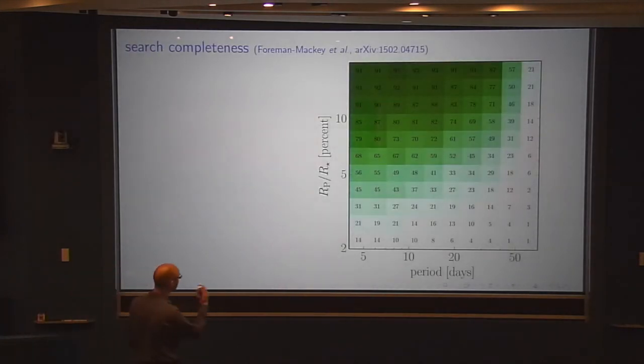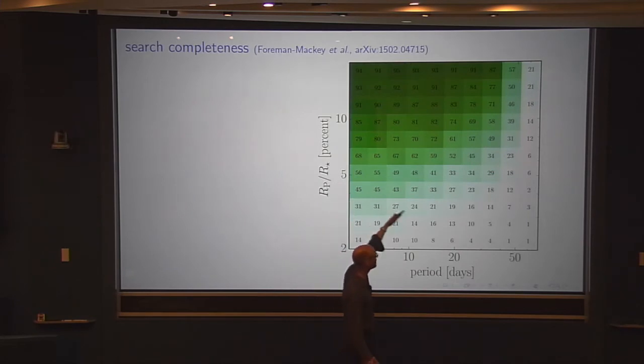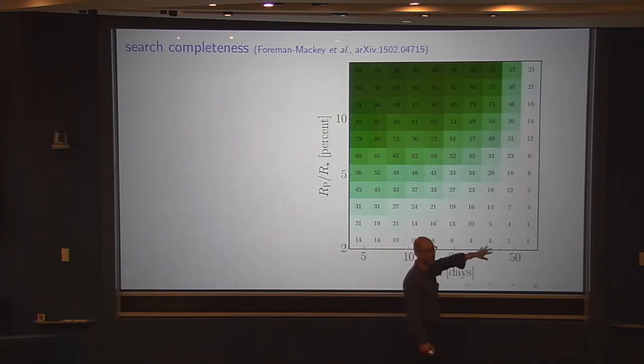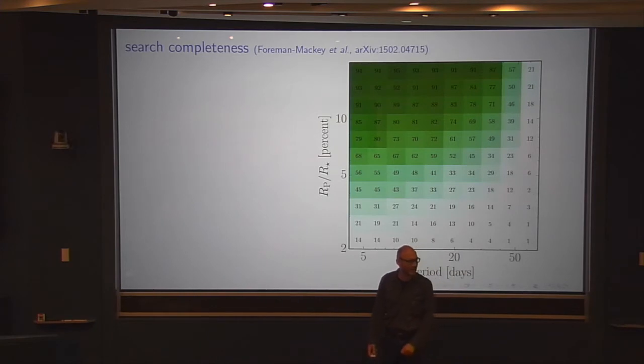Here's our completeness, which is like the complement of our false positive rate. There are large numbers in that corner. As planets get large, if you have large planets on short periods, they're very easy to find. So those are the easy ones to find. And then as you go to smaller planets and longer periods, they become harder and harder to find. And these are percentages. So down here, we're only detecting tens of percent of the planets that we would like to be detecting.